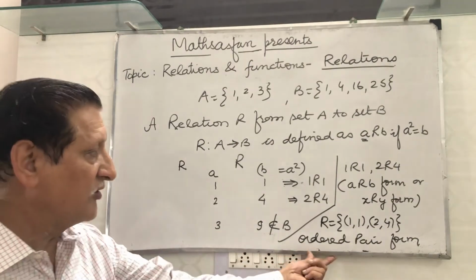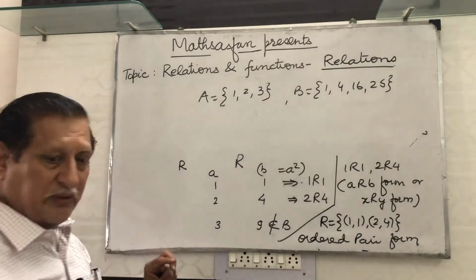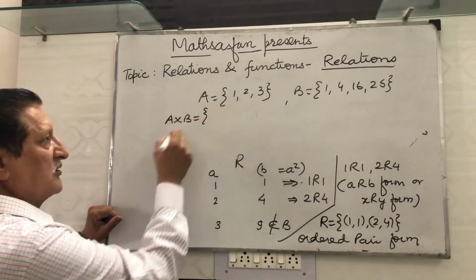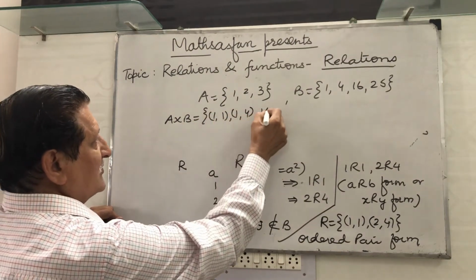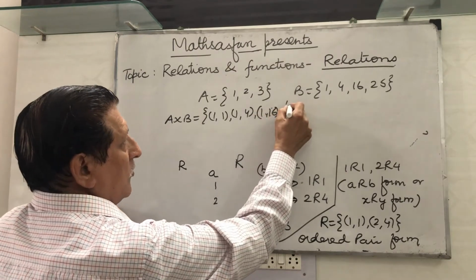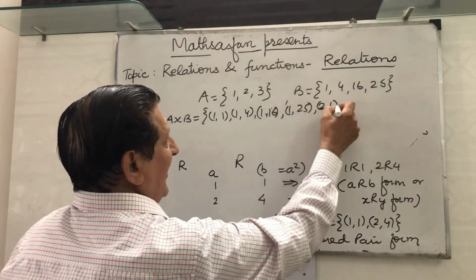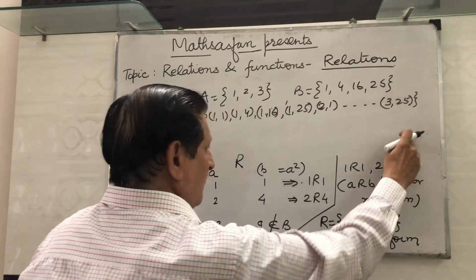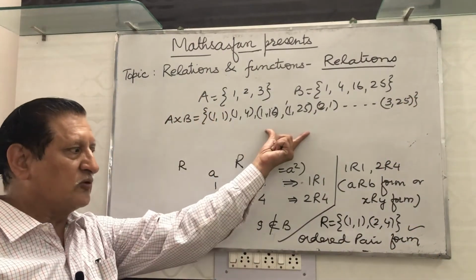Now another name given to this. Suppose I write about A cross B. You know what will be A cross B. We have already learnt about Cartesian product. That will be (1, 1), (1, 4), (1, 16), (1, 25), (2, 1), and so on. We will have up to 3 times 4, that is 12, all the elements here. Do you find that these ordered pairs (1, 1) and (2, 4) are available in this A cross B?